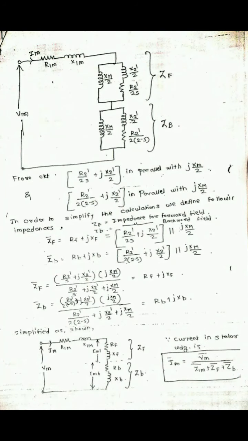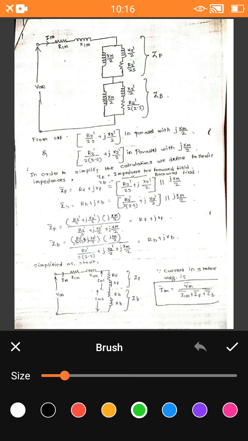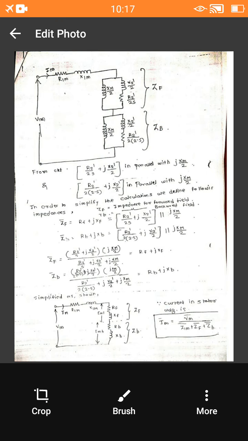So the equivalent circuit becomes: Vm is the applied voltage, Im is the stator current, R1M is the stator resistance, X1M is the reactance. Only here we change the value with the slip, that is R2 dash divided by 2S, and for backward, R2 dash divided by 2 into 2 minus S. So it will give you the value for that particular circuit.